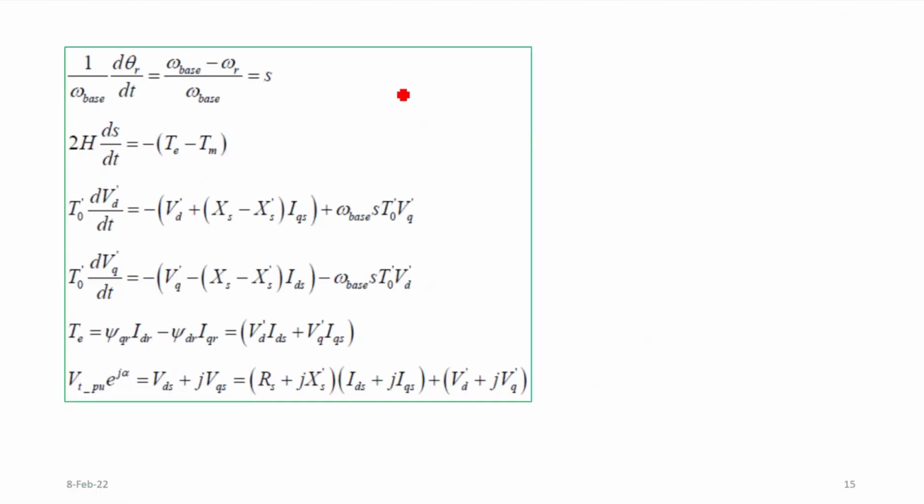And finally, this is your swing equation. And then these are the equations concerned with the various time constants and the transient reactances, right? This can be derived as we derived earlier for the synchronous generator. This is how we can model an induction motor, and similarly the induction generator can also be modeled with the same equations, with a little change because of the slip.